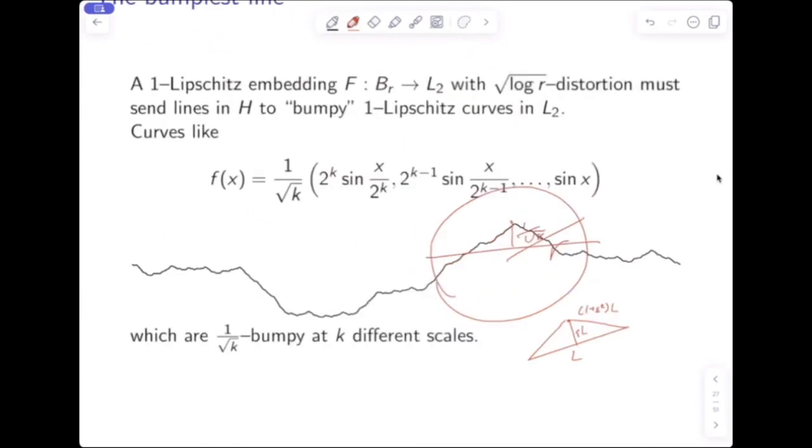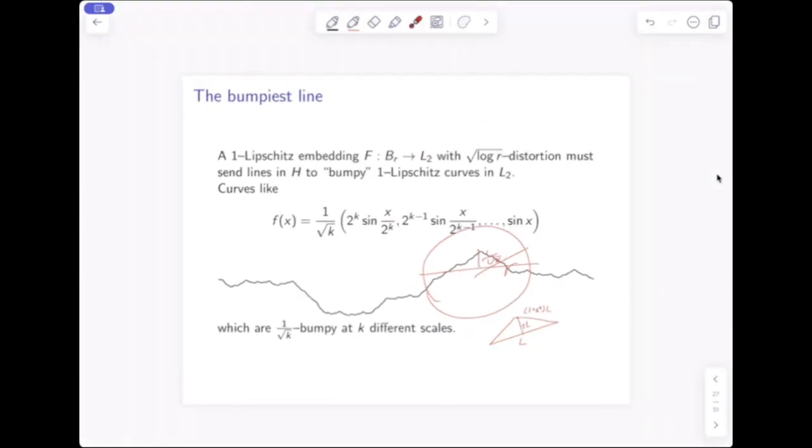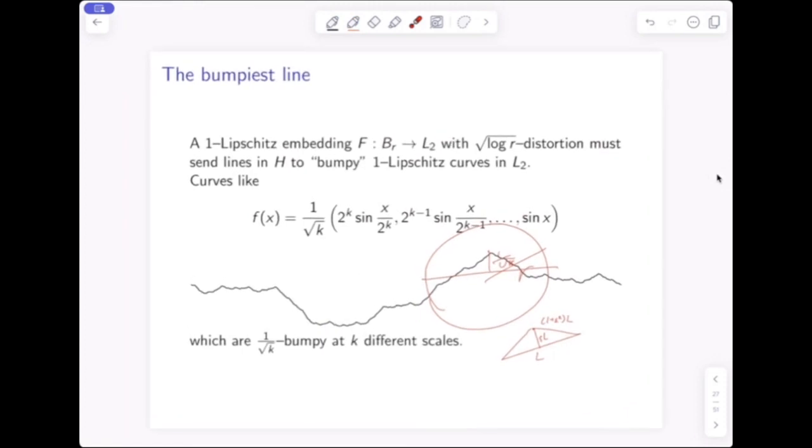In particular, the curve we constructed here is perturbed by a factor of 1 over root k at k different scales. And so the total increase in the length that you get by perturbing it at each of these different scales, every time you perturb it, the length increases by a factor of about 1 over root k squared, which is 1 over k. And so if you do that k different times, it increases the length by a factor of about, say, 2.